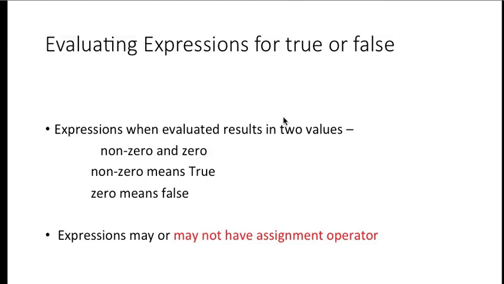Okay, evaluating expressions for true or false. Expressions when evaluated result in two values: one is non-zero and the other is zero. When it's non-zero, it is true. This is very key that you have to remember. And zero means false. Okay, what does it mean?